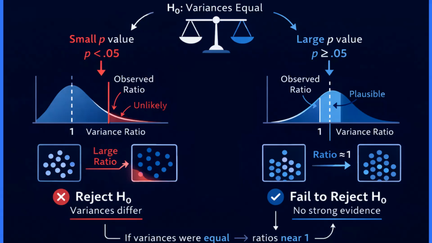A large p-value means a variance ratio like this is reasonably plausible under the null hypothesis, so the data do not provide strong evidence of different population variances.